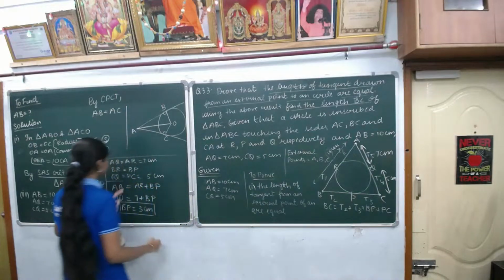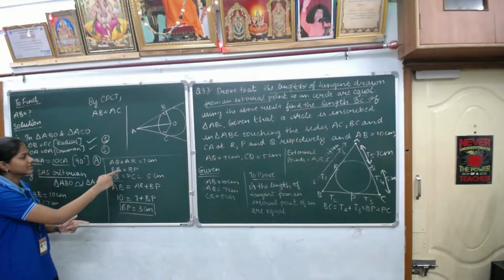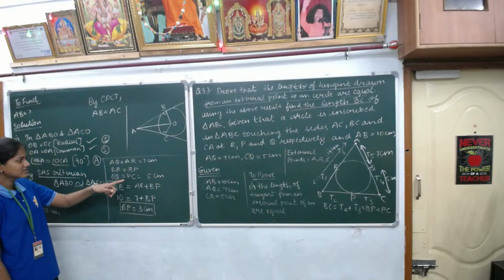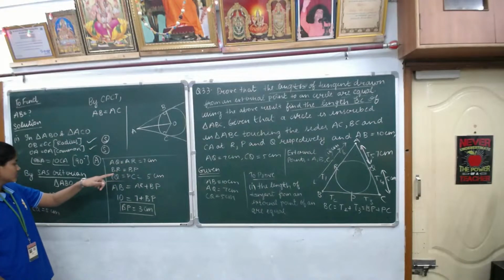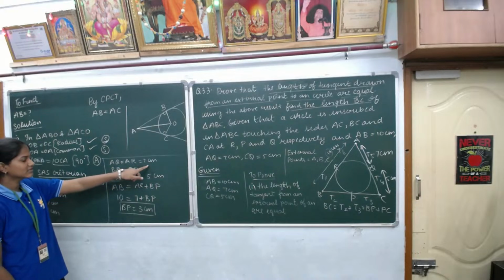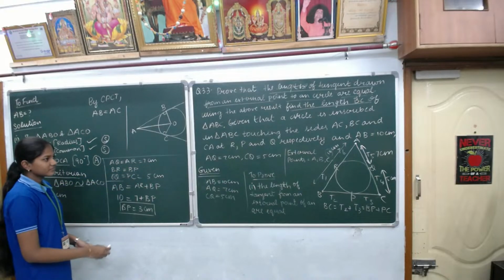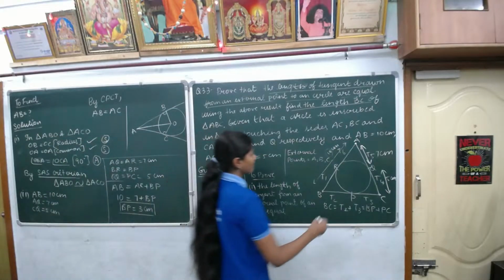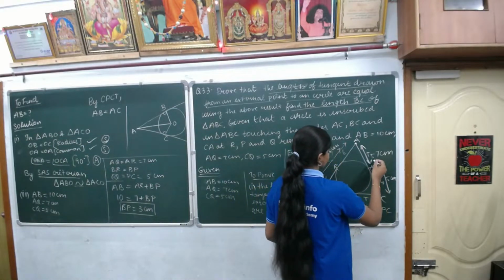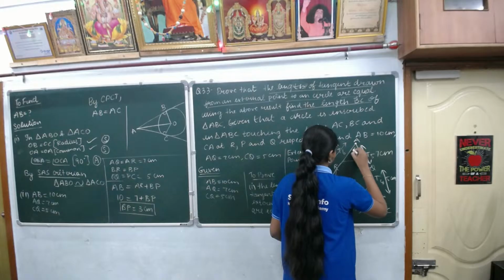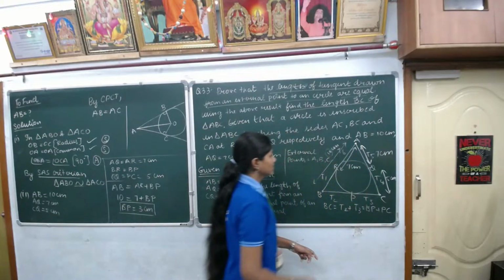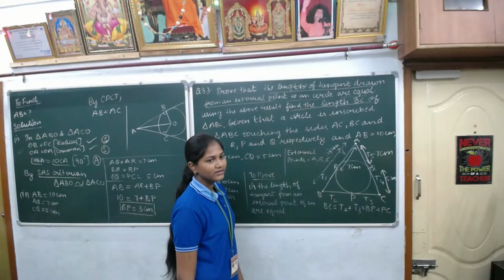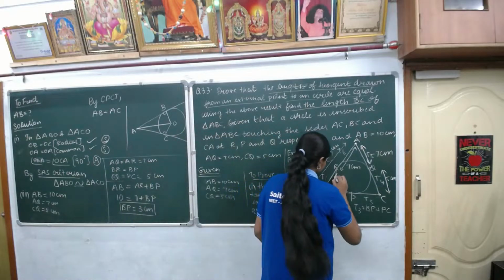So we already know by the above proof that AQ is equal to AR, which are the two tangents, and BR is equal to BP, CQ is equal to PC. It is given that AQ is equal to 7 centimeter, so AR is also equal to 7 centimeter. Mention 7 centimeter inside as AR. So totally 10 centimeter, and 10 minus 7 is 3 centimeter. So BR is equal to 3 centimeter.